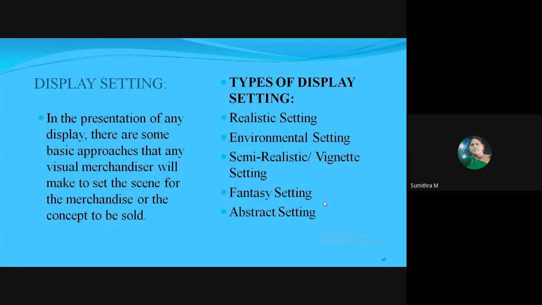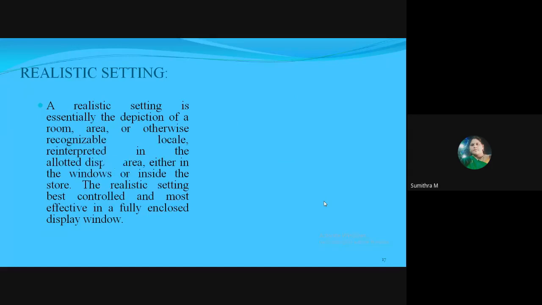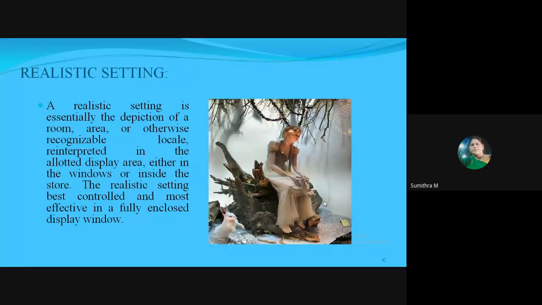The next aspect is about display setting. In the presentation of any display, there are some basic approaches that any visual merchandiser will take to set the scene for the merchandise or the concept to be sold. Types of display setting are realistic, environmental, semi-realistic, fantasy, and abstract setting. Coming to the realistic setting, the display will be in a real form. It will look like an original place. That is named the realistic setting.